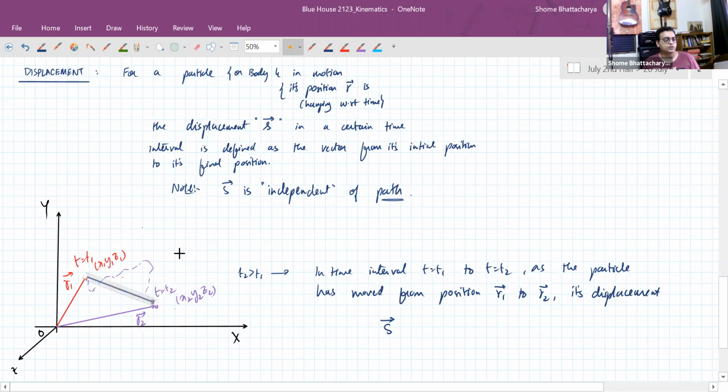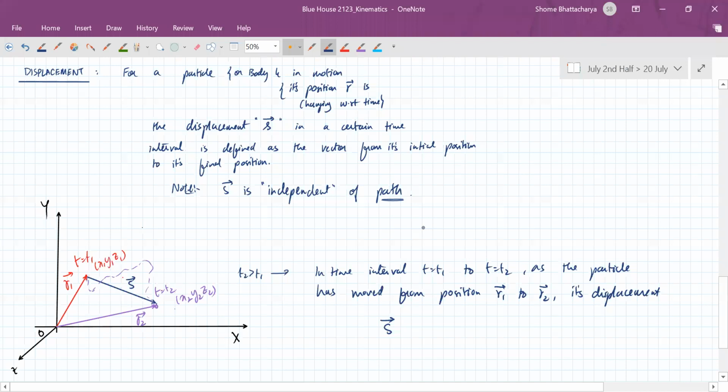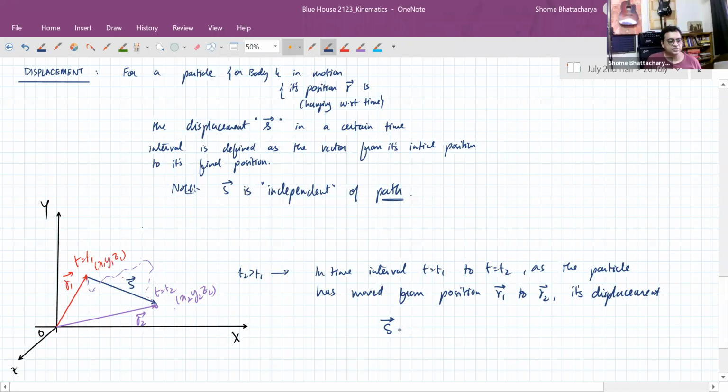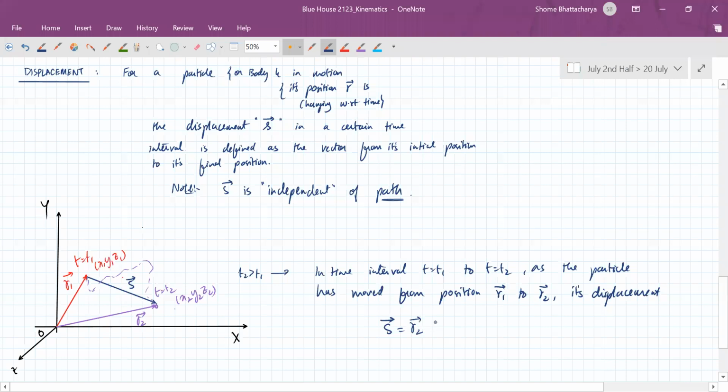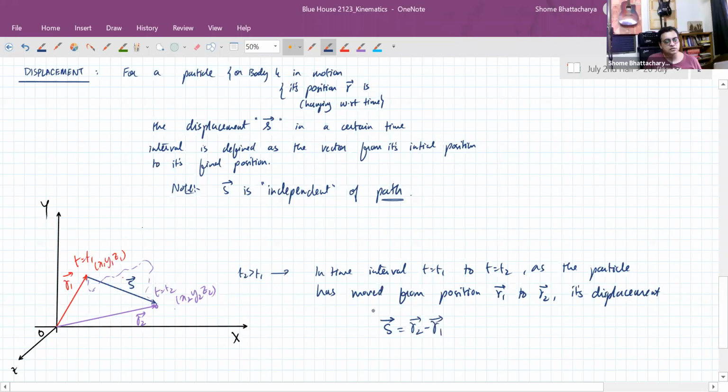Now think of your vector algebra: what is the relationship between these three vectors, r1, r2, and s? Can you see there's some relationship between them? Can you tell me what that relationship is? r1 plus s is r2, or in other words, s is equal to r2 minus r1. Now you see this simple formula. This captures the entire definition actually.